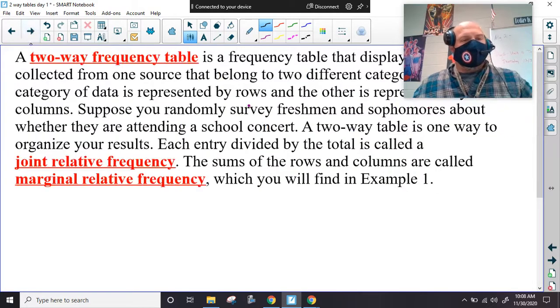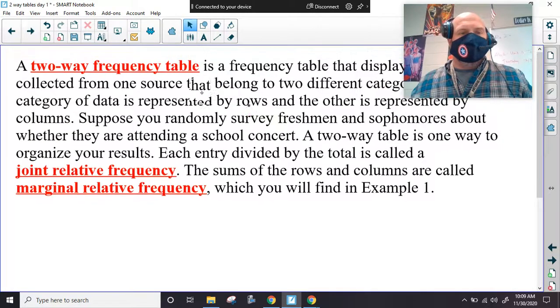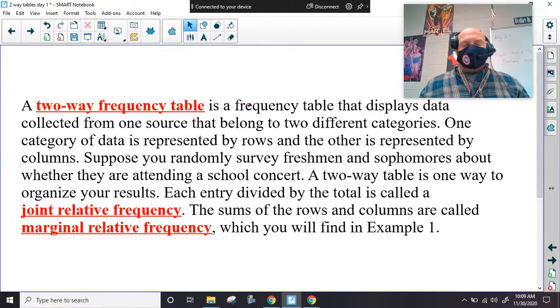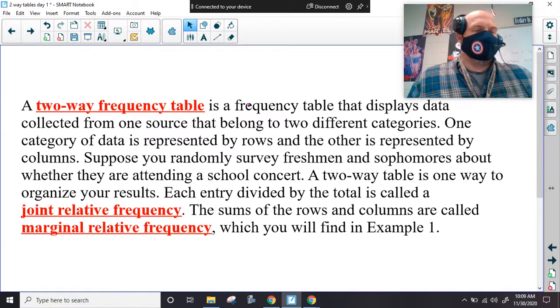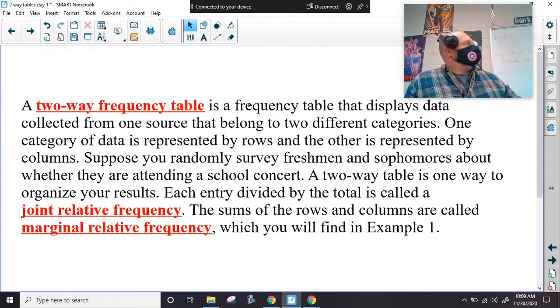All right, now we're on the back of the thing. I'm going to pull this down just a little bit. What's in red is actually what goes in the blanks on the handout. I'm not going to read all that to you, but the first blank is two-way frequency table. That's what we're using. And it's joint relative frequency. That's each entry divided by a total. That's what we have. And the sums of the rows and columns are called the marginal. Okay. And believe it or not, we actually did this earlier without saying the name of it.